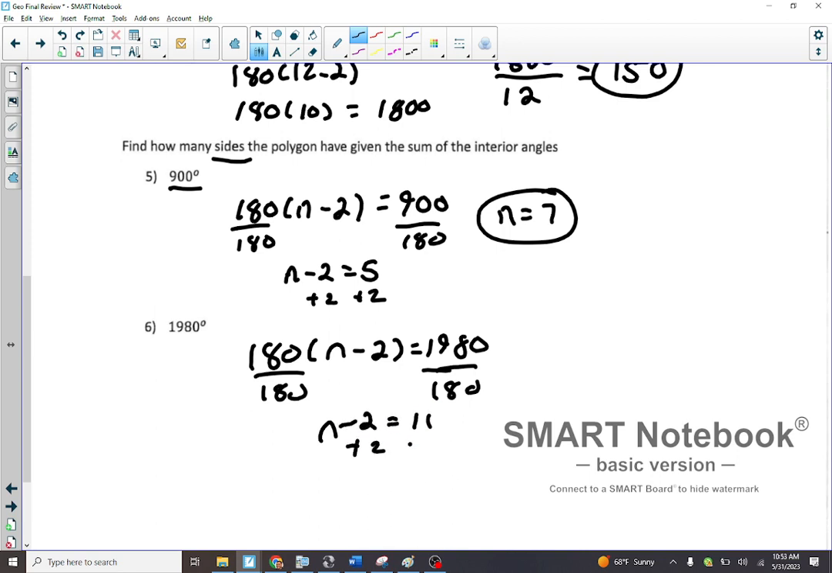Plus 2, 13. If I'm making a multiple choice question out of this, one of my fake answers is definitely going to be just 11. Some people are going to forget the plus 2, okay? And then one of my fake answers would be 9, because somebody will minus 2 on both sides.